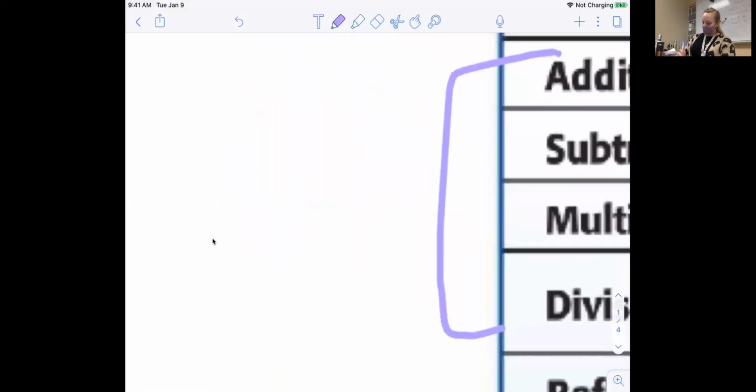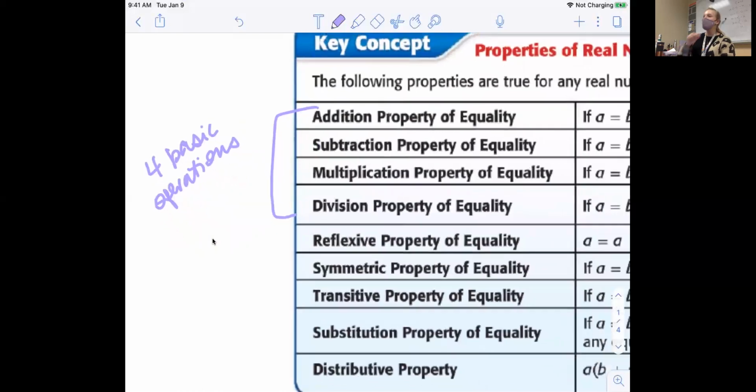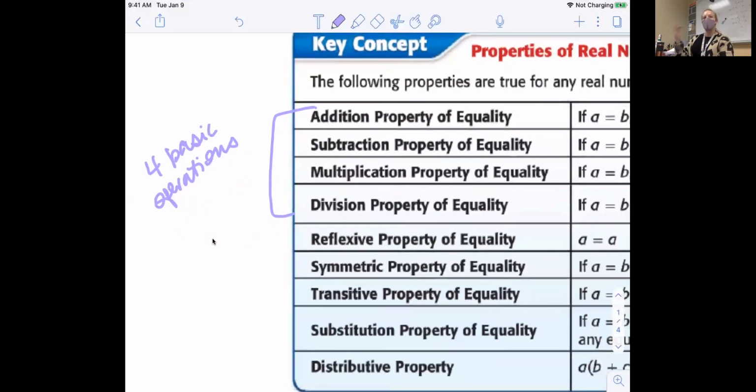So the first 4 are just our 4 basic operations. And we're going to use these probably the most often when we solve these algebraic ones, because what we're doing to simplify an algebraic equation or to solve it is using these operations. Now, if you notice, almost all of these say property of equality. That is important. You need to have property of equality behind all of them.